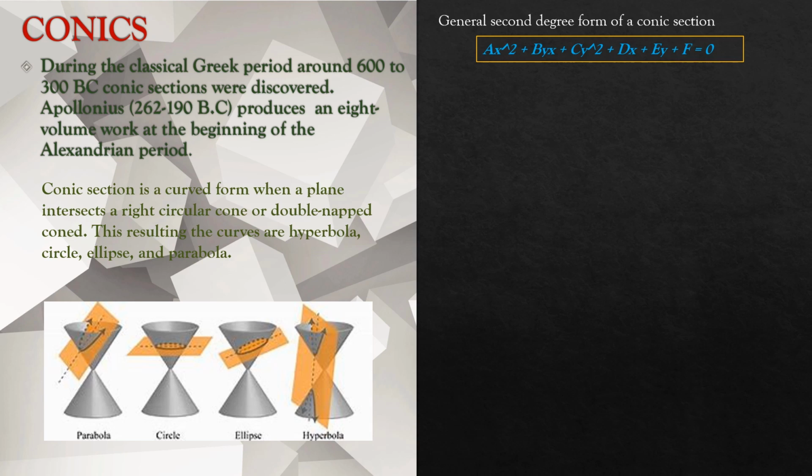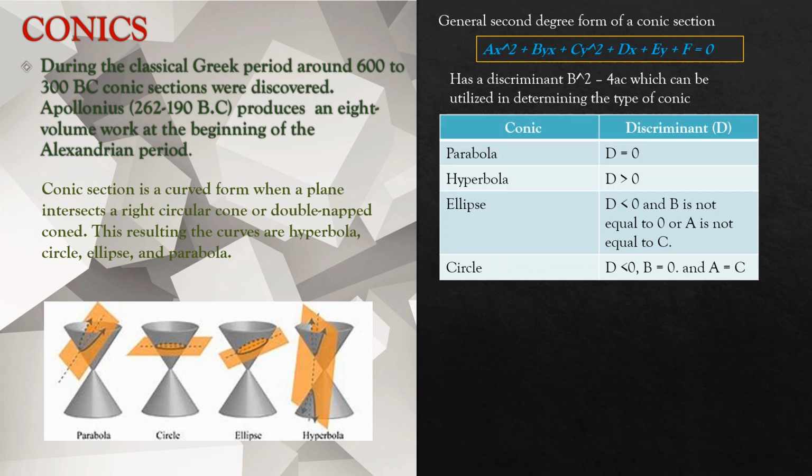So the general second degree form of a conic section is ax squared plus bxy plus cy squared plus dx plus ey plus f is equal to 0. It has a discriminant of b squared minus 4ac, which can be utilized in determining the type of conic section. So using this formula, we can determine the type of conic section based on the discriminant.